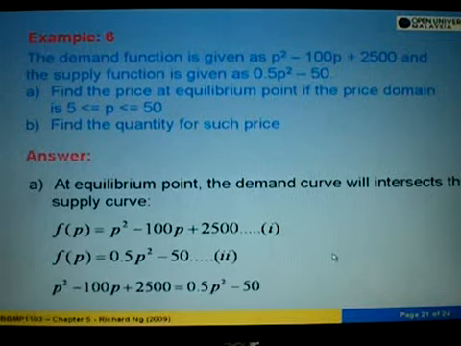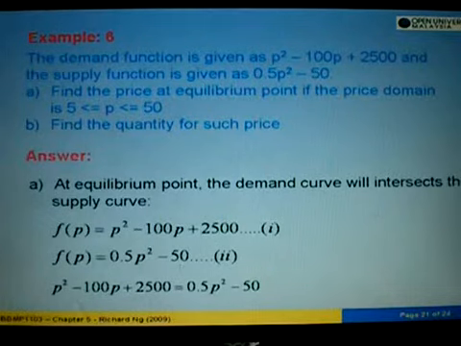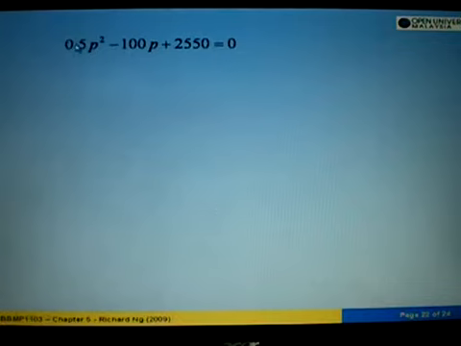Now, since the left hand side are the same, we take equation 1 equals to equation 2. So from here, if we simplify, we will get 0.5p square minus 100p plus 2550 equals 0. Okay, so multiply all by 10, we will get 5p square minus 1000p plus 25,500 equals 0. The reason that we multiply by 10 is to get rid of the 0.5.